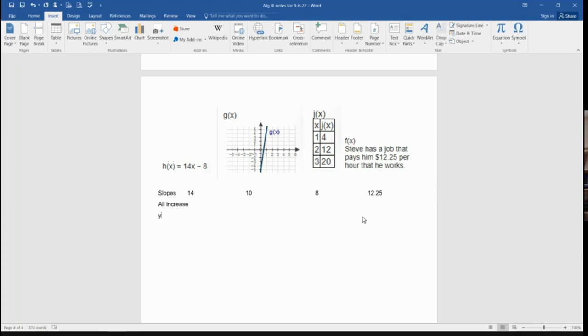How about y-intercepts? What's our y-intercept for h of x? -8. Absolutely. It's right there. It's mx plus b. The b is -8. How about on our graph? Graph's an easy one. We can just look and see where does it cross the y-intercept. It crosses the y way down here at -5.